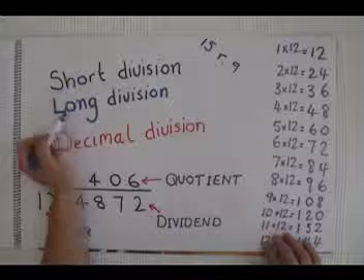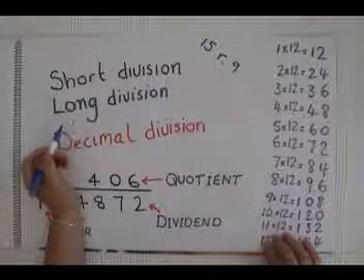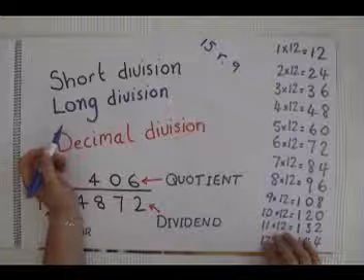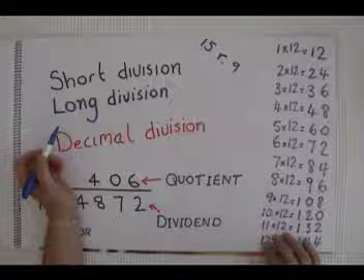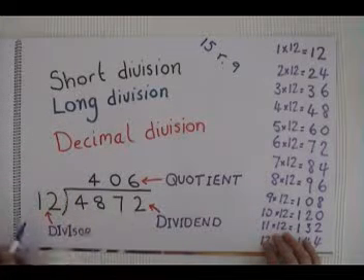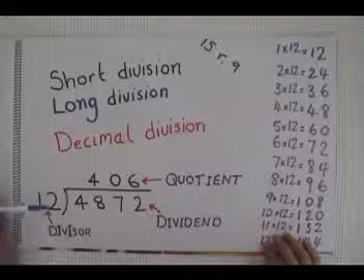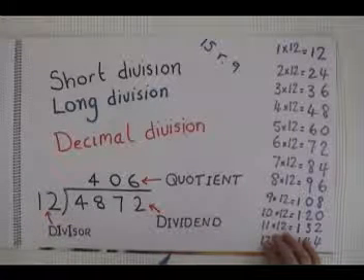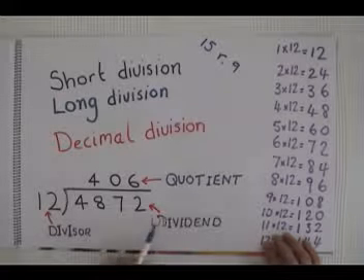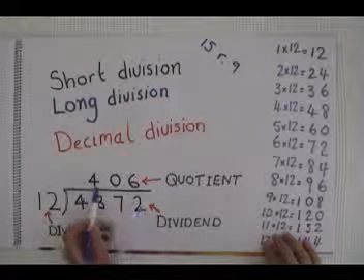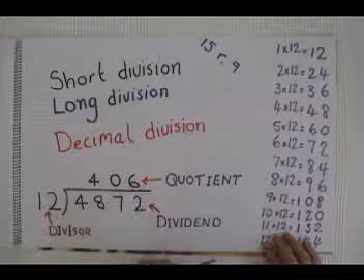With short division and long division, the answers may or may not have a remainder at the end of the sum. A division sum is made up of three parts. You have the divisor, which is the number doing the dividing, the dividend, which is the number being divided, and the quotient, which is the answer.